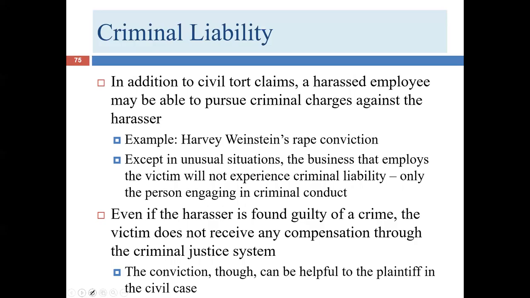So let's talk about criminal liability. Certainly, rape situations happen in the workplace from time to time, and those are crimes as they would be anywhere else. Businesses are unlikely to be guilty of crimes in those situations. They might be civilly responsible, but it's really going to be the individual who raped or sexually assaulted somebody who's going to be criminally responsible under those circumstances.